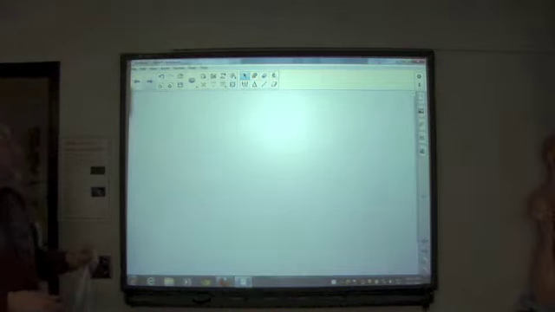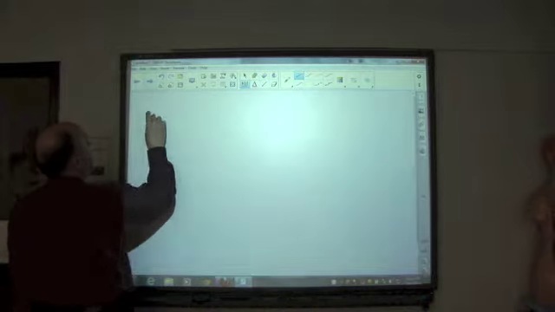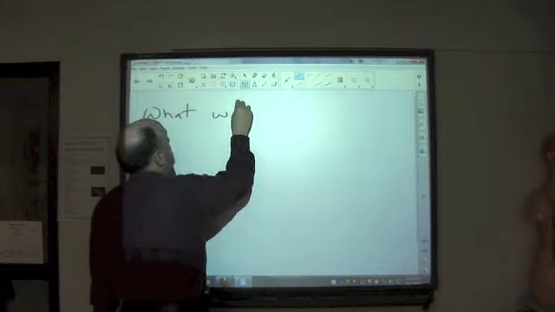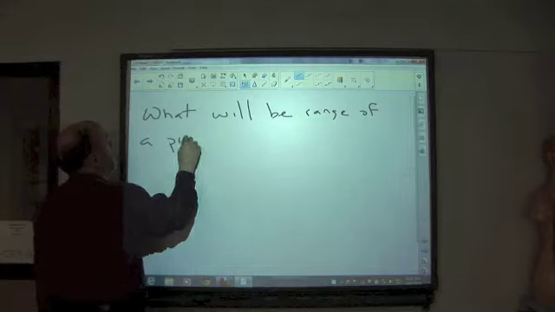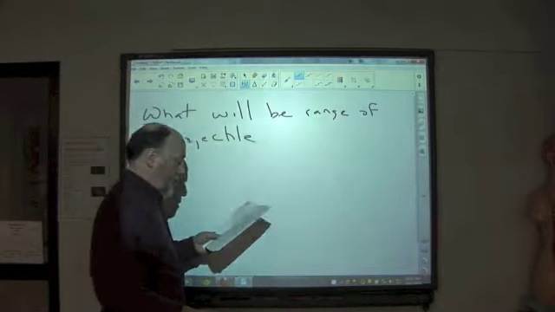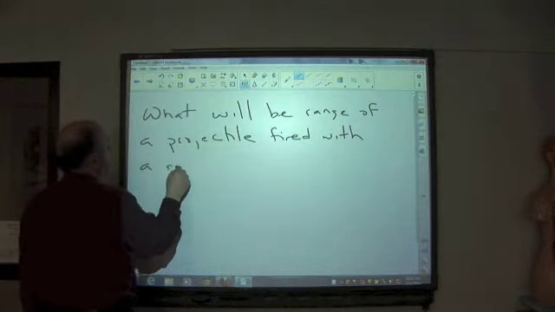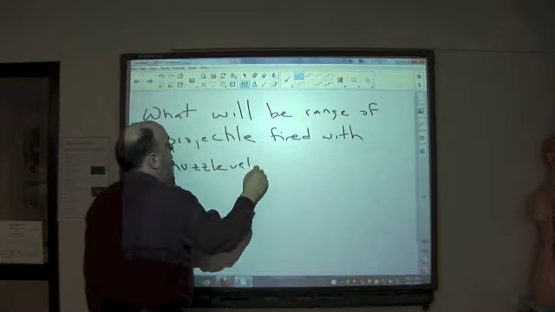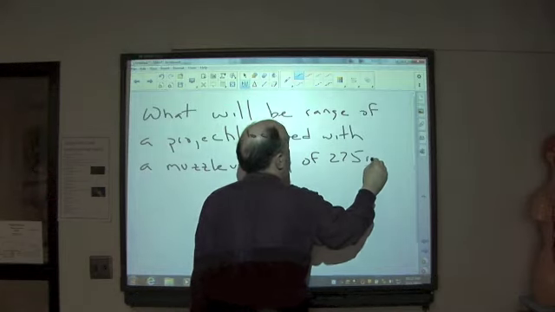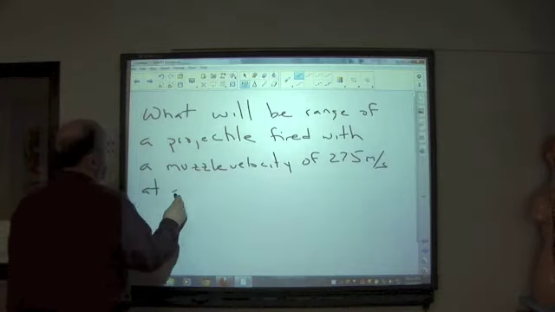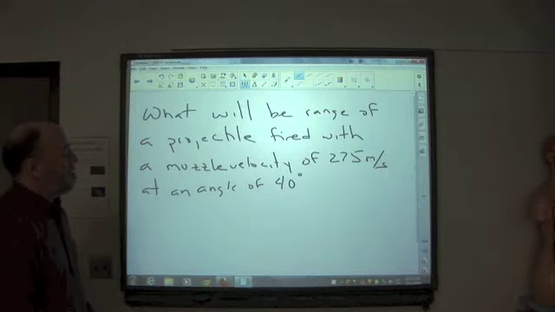So, in terms of projectile motion, we have another equation we can use, and we'll look at that in terms of this particular problem: what will be the range of a projectile fired with a muzzle speed and muzzle velocity of 275 meters per second at an angle of 40 degrees. So I want to know where it hits in this case.